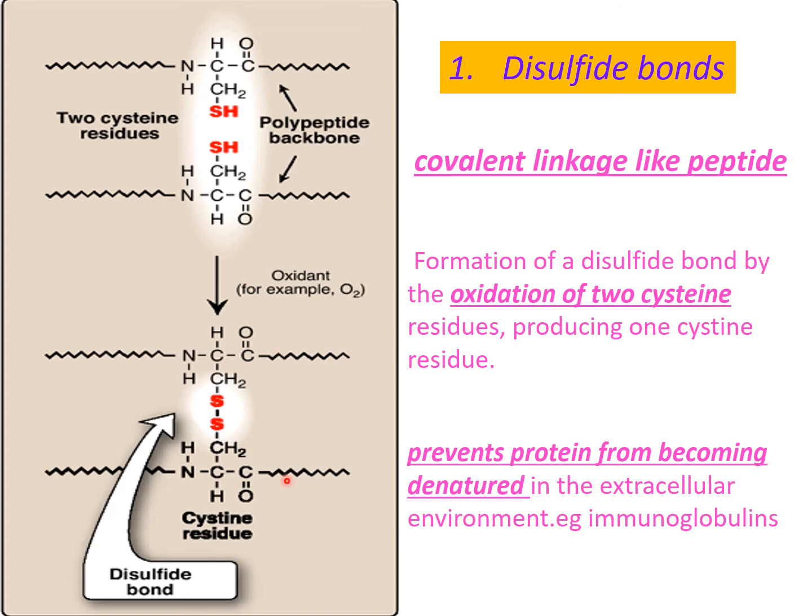amino acid. This is the second cysteine amino acid. They combine with each other by a disulfide bond, which is a covalent bond. So the disulfide bond is a combination of two cysteine amino acids. Disulfide bonds prevent the protein from becoming denatured in the extracellular environment, for example, immunoglobulins.